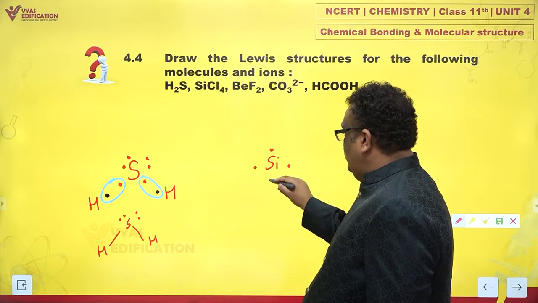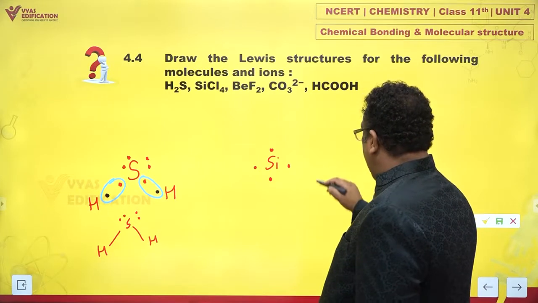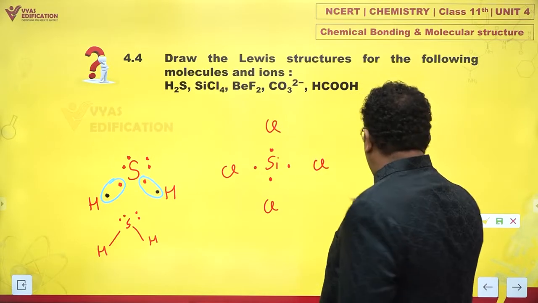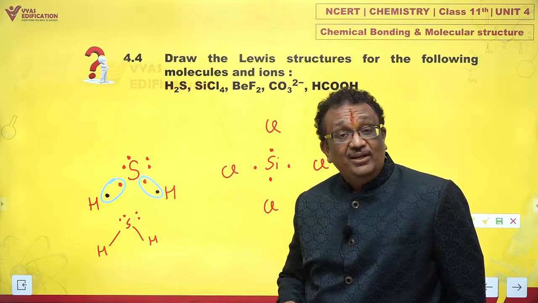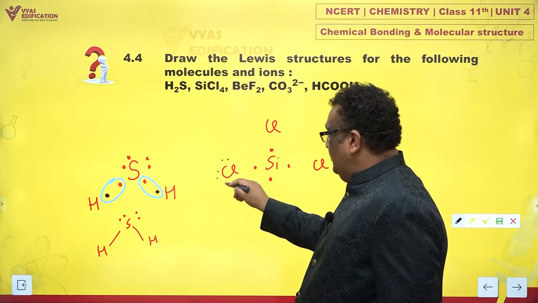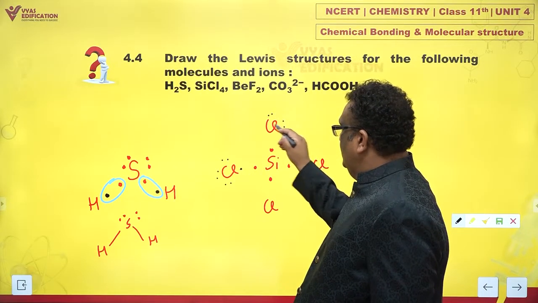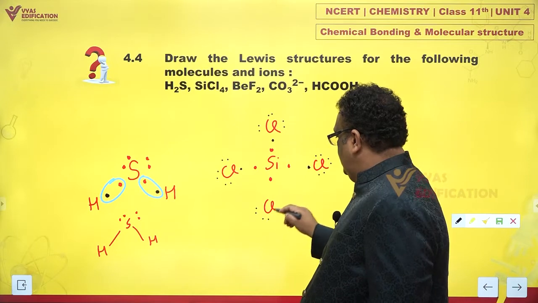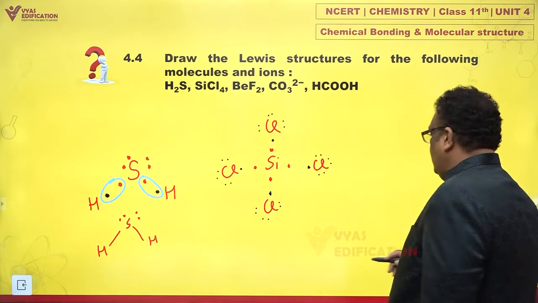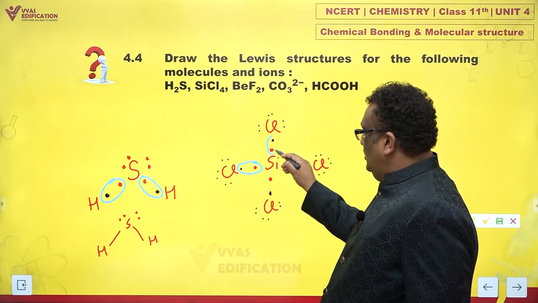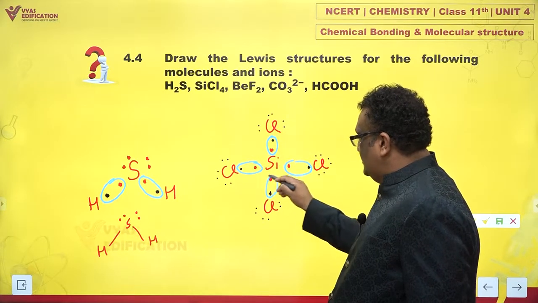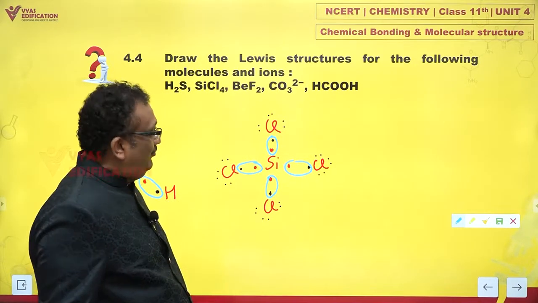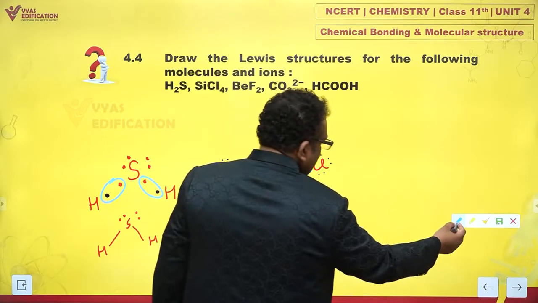Silicon has 4 valence electrons. Fine. And what about chlorine? Chlorine belongs to group 17, that means 7 valence electrons. So if you want to draw bonds, like this, you have 4 bonds. And how do we write down SiCl4? This could be one way to write down SiCl4, yes.